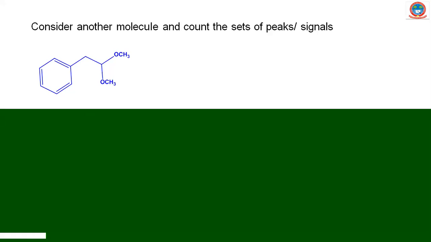1,1-dimethoxy phenyl ethane. Its name is 1,1-dimethoxy phenyl ethane. How many sets are here? Who will tell? See, consider the phenyl 5 protons as one. They will appear in one place. It will give only one signal. Okay, don't worry about it. All 5 protons of the aromatic ring will give only one signal.